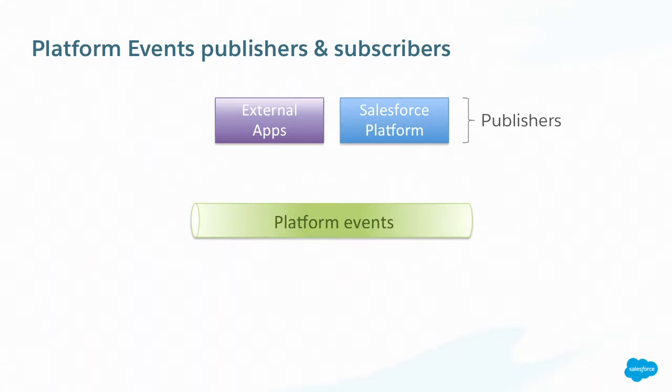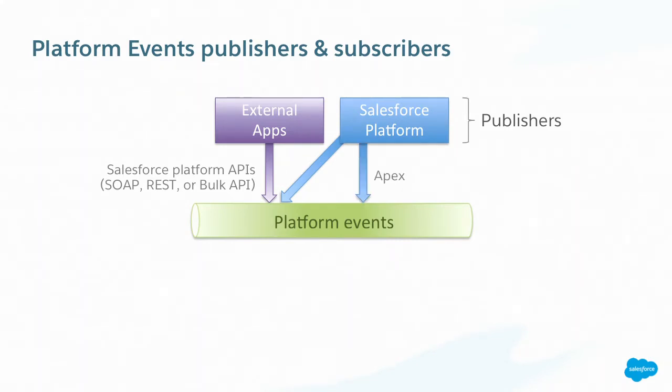Now, depending on which device or which platform you're going to use, you'll have different options. For example, if you're using an external application, you'll have to use platform APIs. You can publish platform events with the SOAP API, REST API, or the bulk APIs. This is true for both external apps and the Salesforce platform. Then, if you're on the Salesforce platform, you can use Apex to create a platform event, or you can also use declarative tools such as Lightning Process Builder or Visual Flow to declaratively create those events.